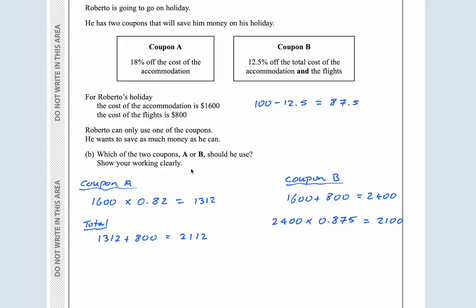Which coupon should you use? Well, definitely coupon B, because this is less than this. Therefore, coupon B, as 2100 is less than 2112. So it basically saves $12 by using this one.